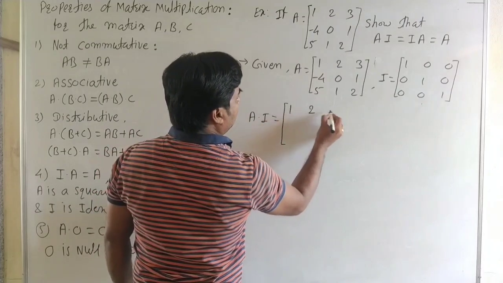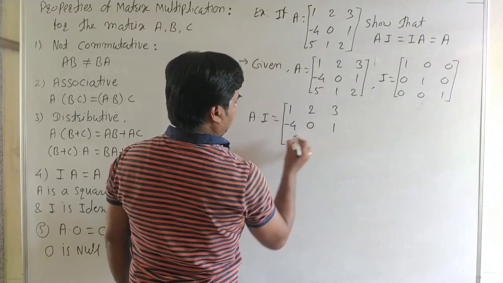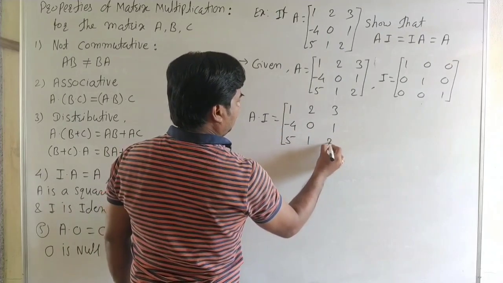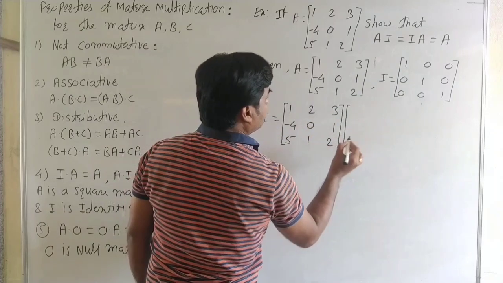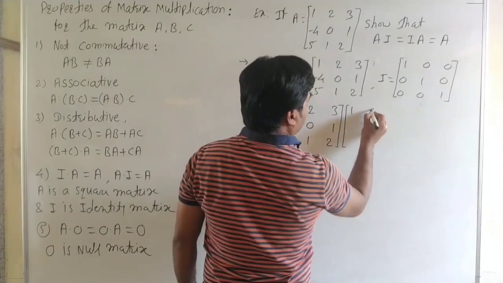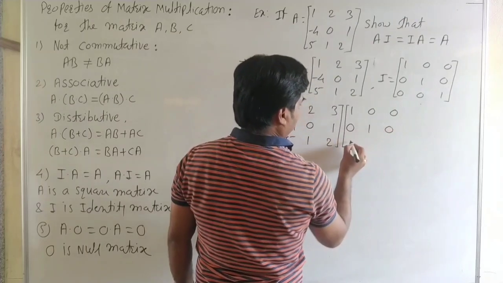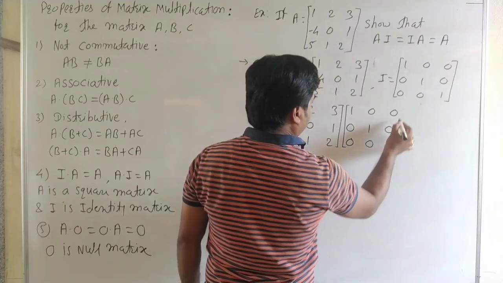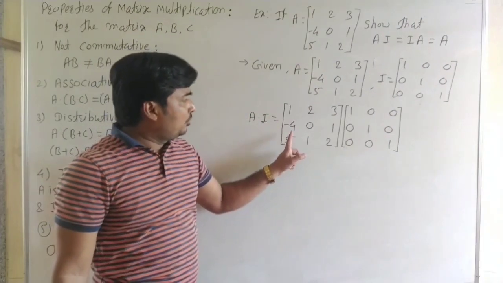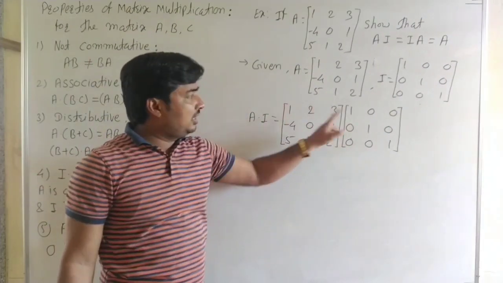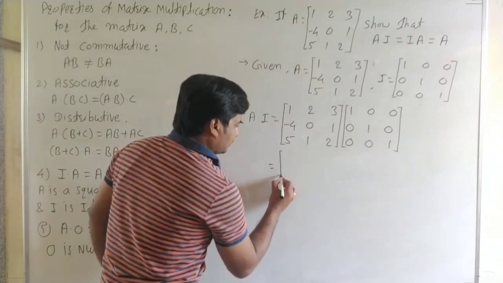A is 1, 2, 3, -4, 0, 1, 5, 1, 2, then I is 1, 0, 0, 0, 1, 0, 0, 0, 1. Now we multiply the matrix A with the identity matrix. Here we take the multiplication.